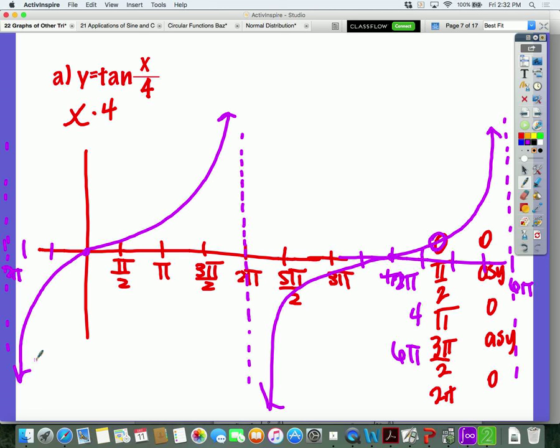Questions? So the zeros, the 4 pi, the zeros are just x-intercepts. Questions? That's 4 pi. I want you to try the next two on your own.